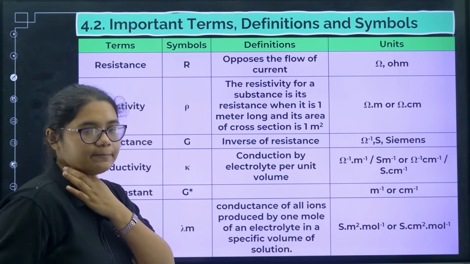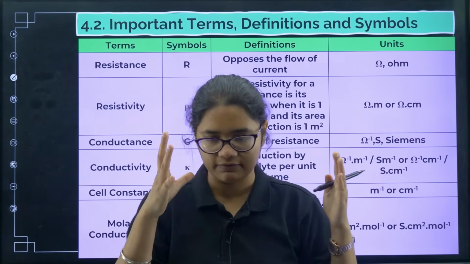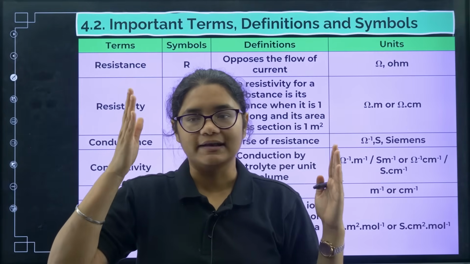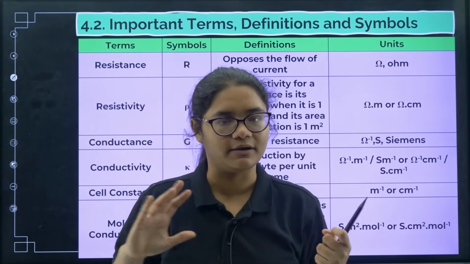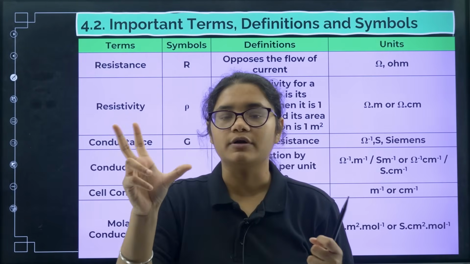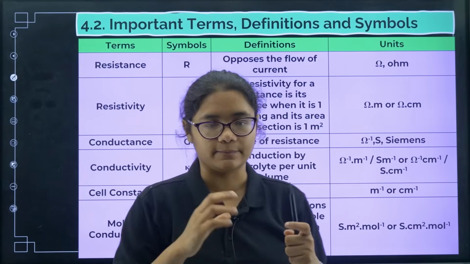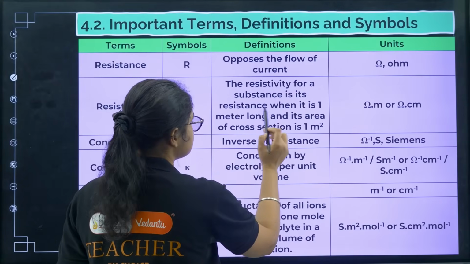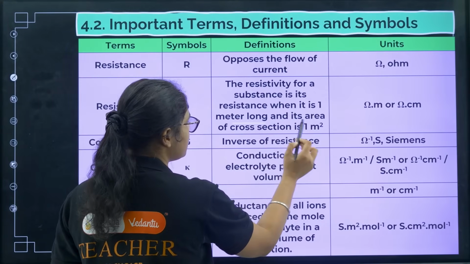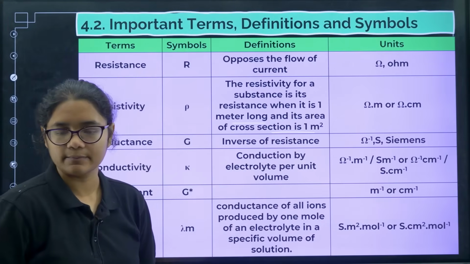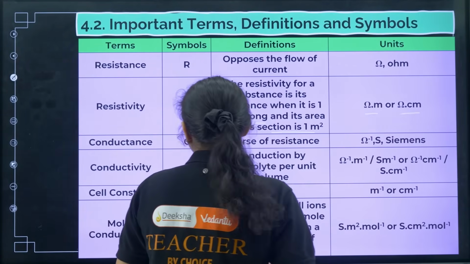Next is resistivity. So resistivity means, suppose you have taken a wire whose length is 1 meter, cross sectional area is 1 meter square or 1 centimeter square. How much resistance that particular rod experiences, that is called resistivity. Okay, the resistivity for a substance is its resistance when it is 1 meter long and its area is 1 meter square. So that is your rho and it is denoted by ohm meter or ohm centimeter.